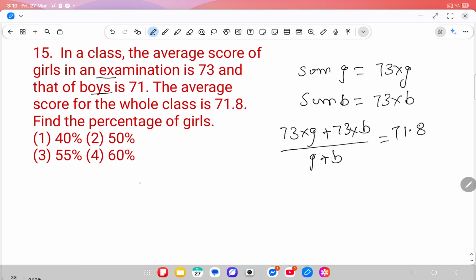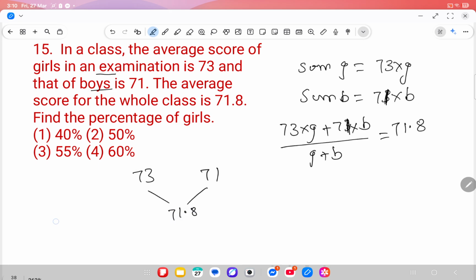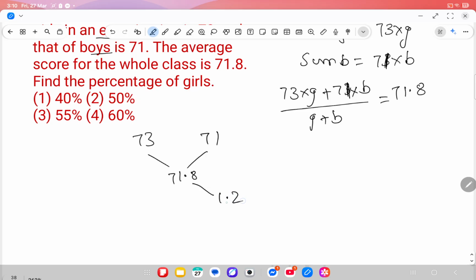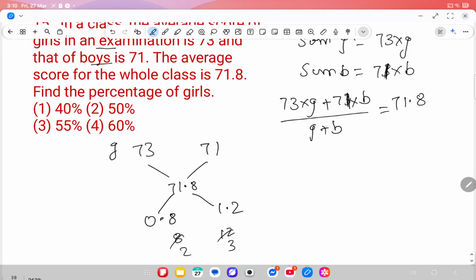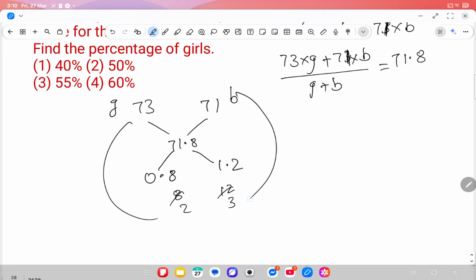Or else, what can we do? 73, 71. See, every time the whole average will be exactly between them, 71.8. This is allegation. The difference is 1.2 and the difference is 0.8. So if you multiply by 10, it becomes 8 and 12, which is 2 and 3. They are asking the percentage of girls. See, this is the girls part and this is the boys part. Girls are 2 out of 2 plus 3, which is 5, into 100 since we are calculating the percentage. So 5 ones are 5, 5 twenties are 100, so 40%.